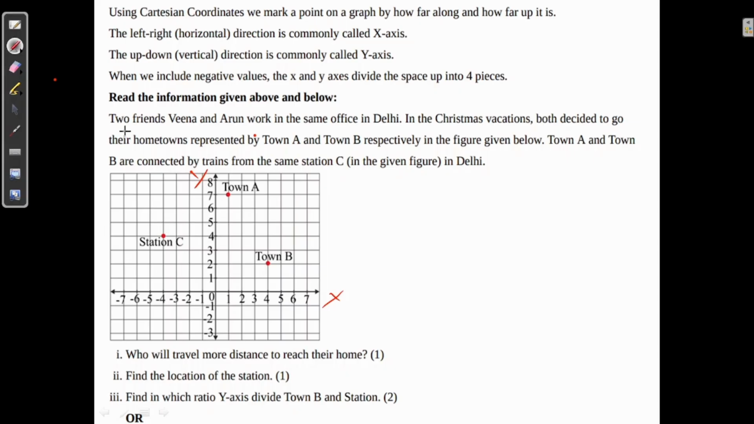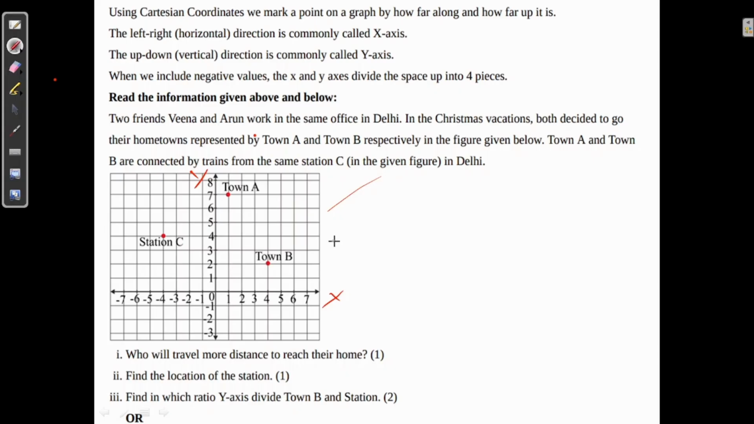Two friends, Veena and Arun, work in the same office in Delhi. In the Christmas vacation, both decided to go to their hometowns, represented by town A and town B respectively in the figure given below. Town A and town B are connected by trains from the same station C, as given in the figure.